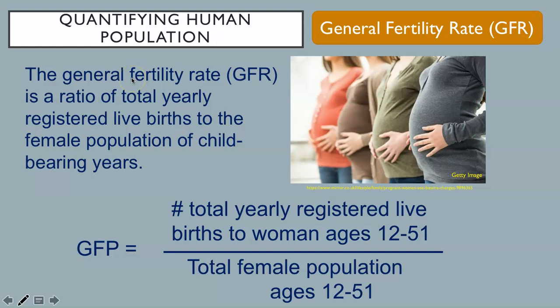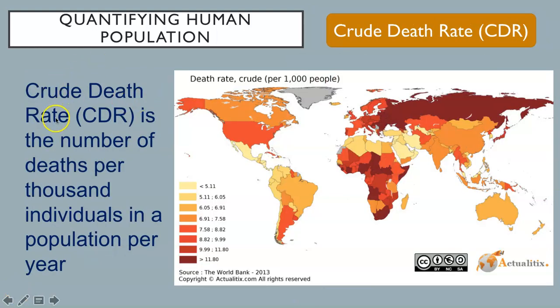Different from total fertility rate is the general fertility rate, which is a ratio of total yearly registered live births, right, that's what goes in the numerator, over the female population of childbearing years. That's general fertility rate. Crude death rate is the number of deaths per 1,000 individuals in a population per year. How do average crude death rates compare to average crude birth rates? Do countries with high birth rates also have high death rates?